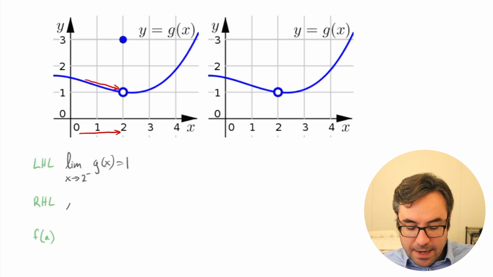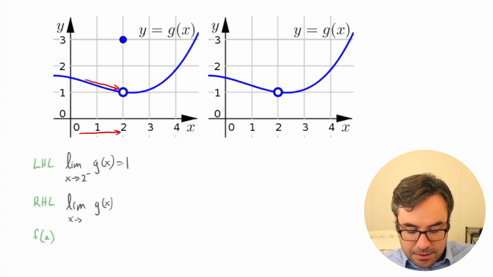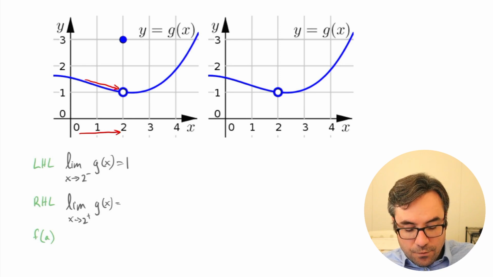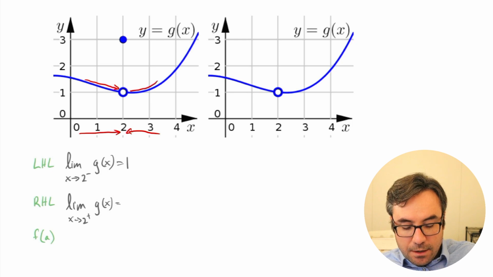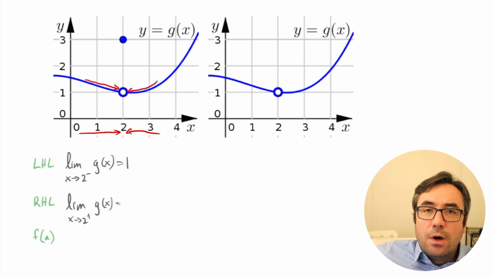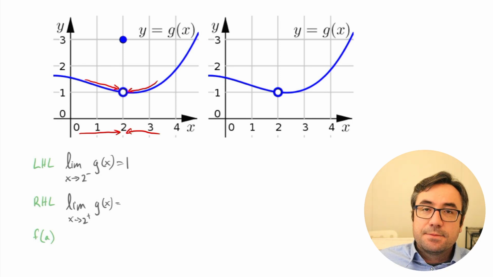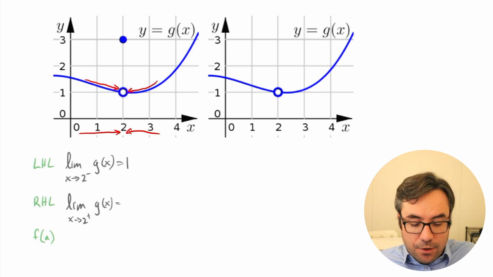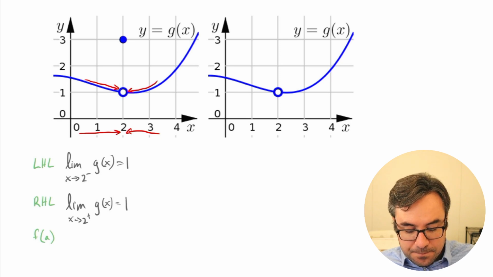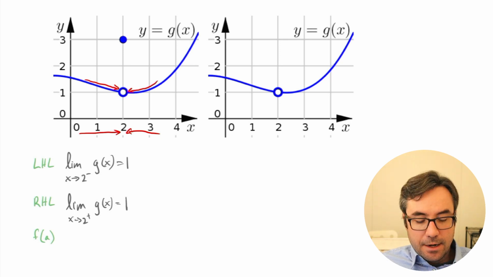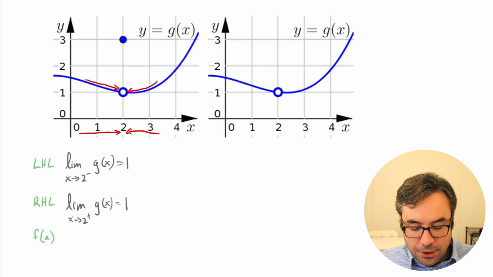Now, if we want to do the right-hand limit, x approaches 2 from the right, same deal. We're going to approach from this side. Imagine just walking along the curve, and we want to know, where does it look like you're headed? And it looks like we're headed right to this point right here, so the same y value, which is 1. All right, so far so good.